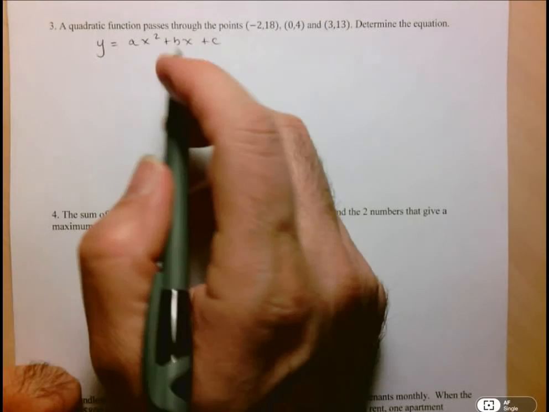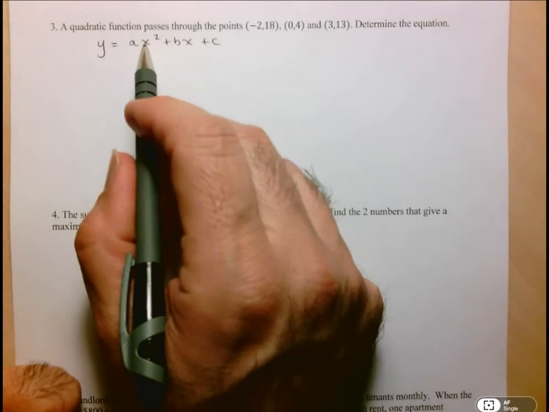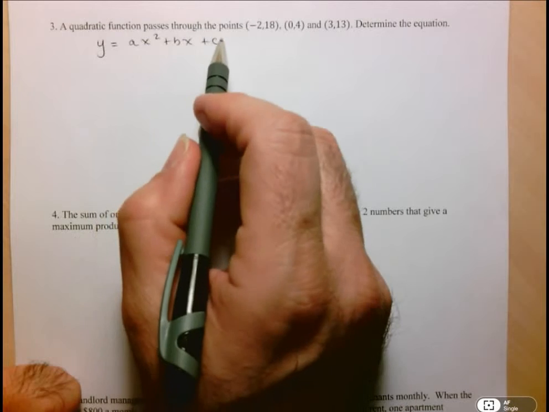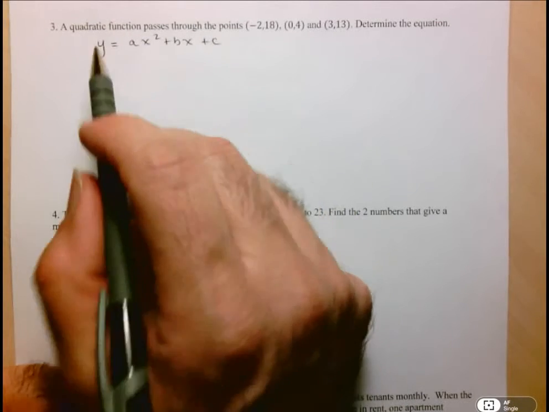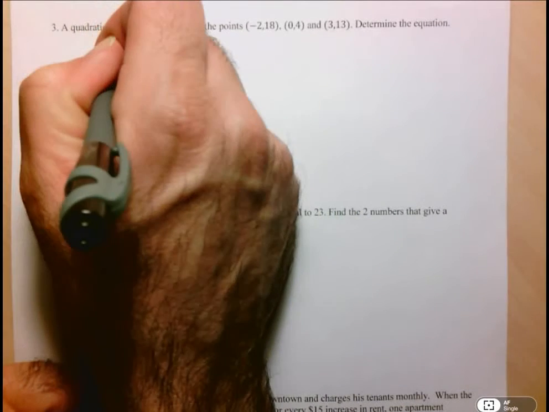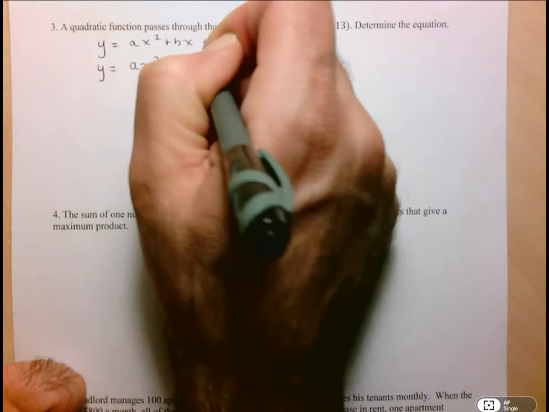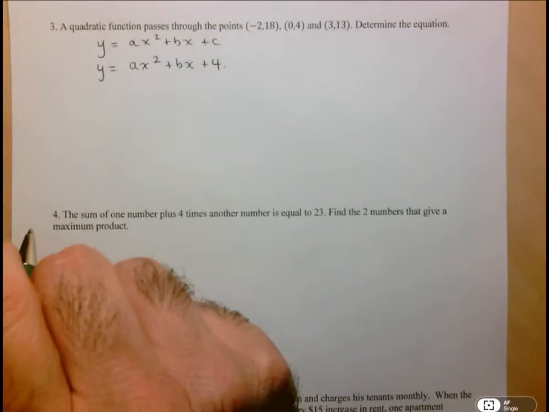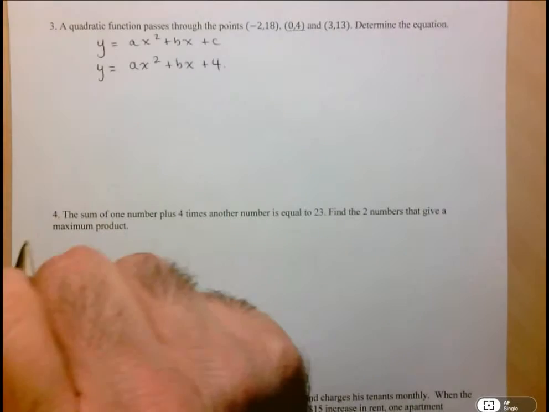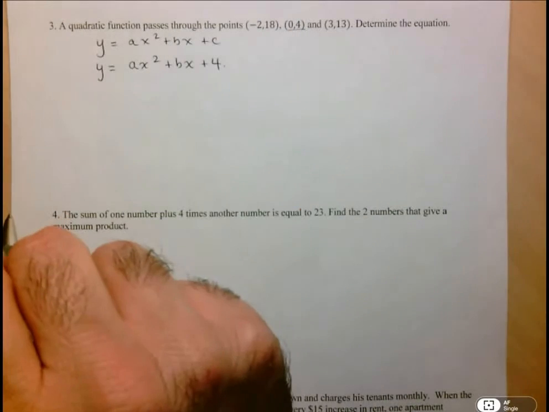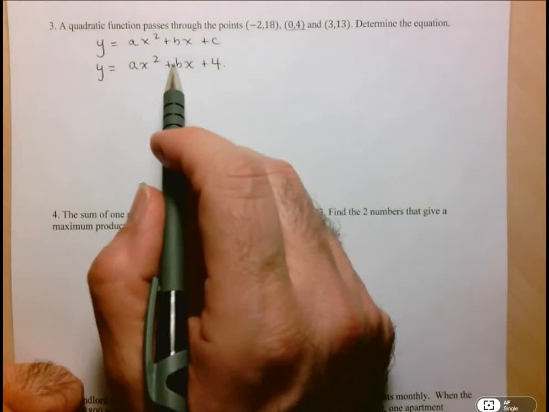Because when x is equal to 0, these two terms disappear and I'm just left with c. So that's going to be my y-intercept. So I can right off the bat write that my equation will look like ax squared plus bx plus 4. So I was given one of my unknowns right off, but now I've got 2 unknowns left to find.